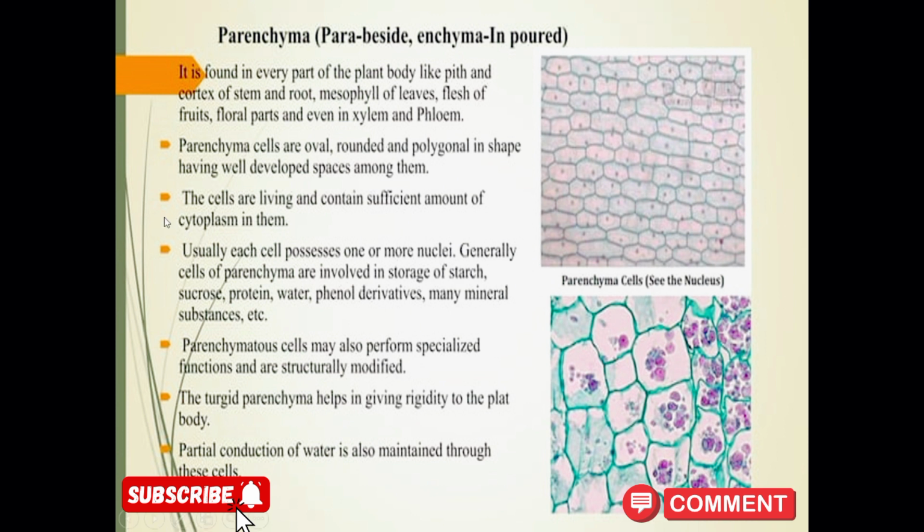The parenchyma cell shape is either oval, rounded, or polygonal, and they contain a sufficient amount of cytoplasm. Usually, each cell possesses one or more nuclei, so they may be mononucleated or multinucleated. Generally, cells of parenchyma are involved in storage of starch, sucrose, protein, water, and phenol derivatives. They also perform the function of turgidity. When they absorb water, they become turgid, so they maintain turgidity within the plant.